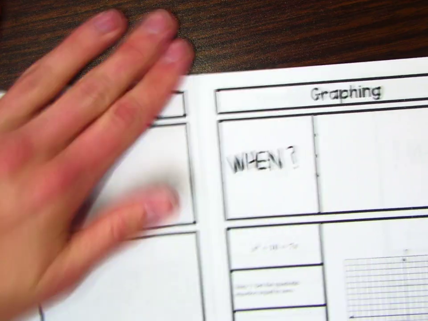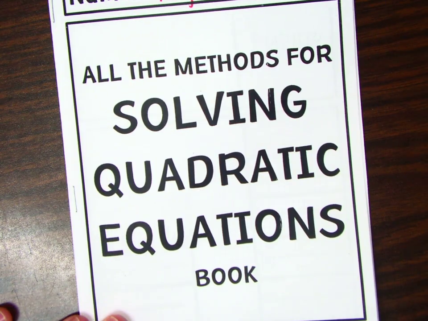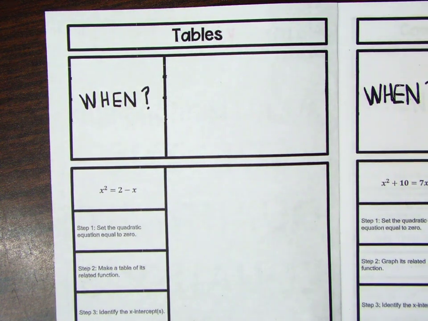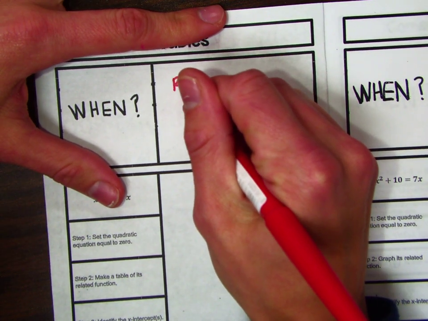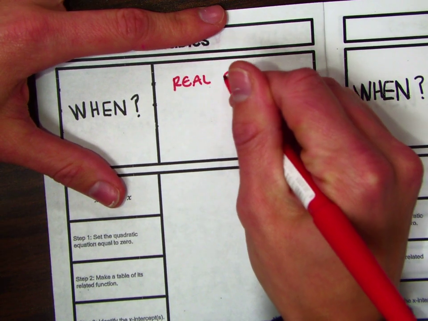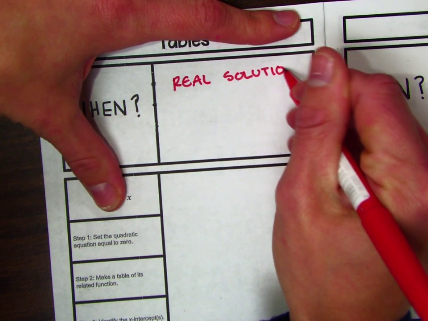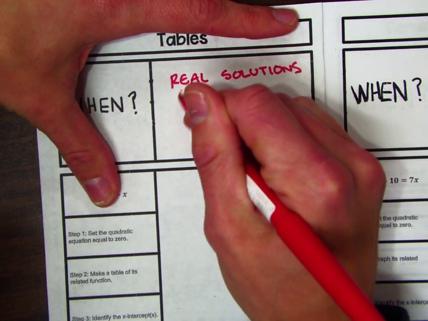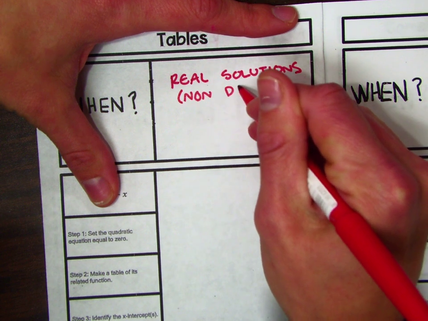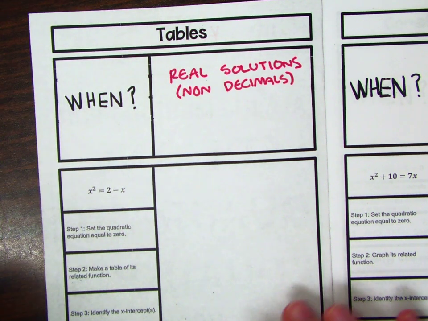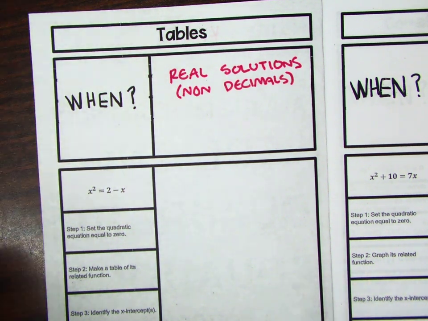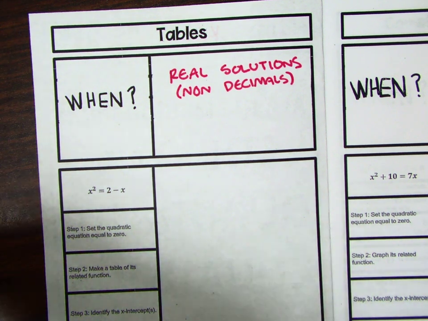All right, so what I have here is all the different ways that I've taught you how to solve quadratics. So we've learned a couple different ways. All right, first is tables. So you're going to use tables when you have real solutions. And the other thing about them is they have to be non-decimals. All right, because the table only gives you the whole numbers, like when you go second graph on your calculator, it says 1, 2, 3, 4, they're all non-decimals. So you're looking for the real solutions.